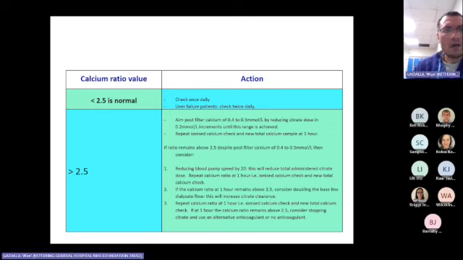If the total calcium to ionized calcium ratio is more than 2.5, it could be some sort of toxicity. So we can address this by reducing the citrate pump speed. If the calcium ratio remains above 2.5 at 1 hour, we can repeat testing, and probably we can double the dialysate flow. If it is still high, we can even stop the citrate infusion for some time.